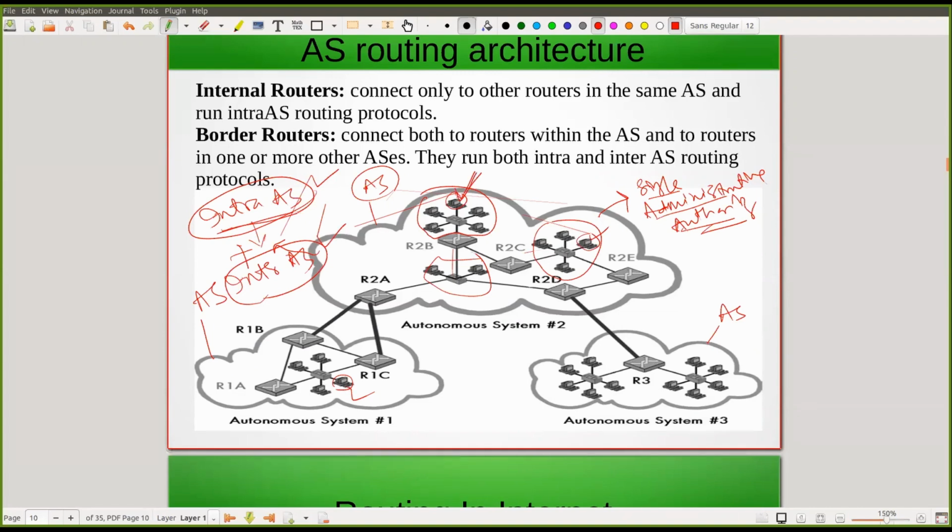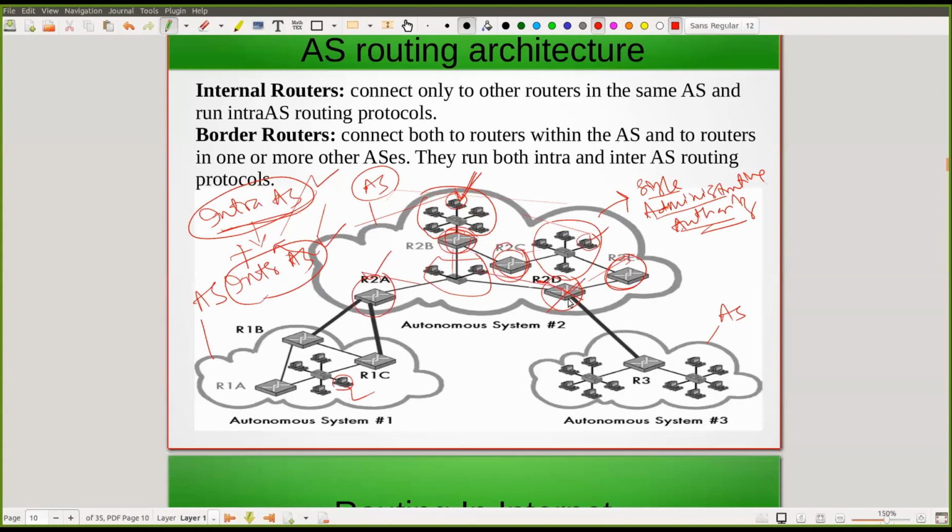So the intra-AS routing algorithm has to run at the internal routers. These are the internal routers, right? So this is not an internal router. Sorry. This is an internal router. This is an internal router. This is an internal router. These two are the border routers. This router and this router are the border routers.